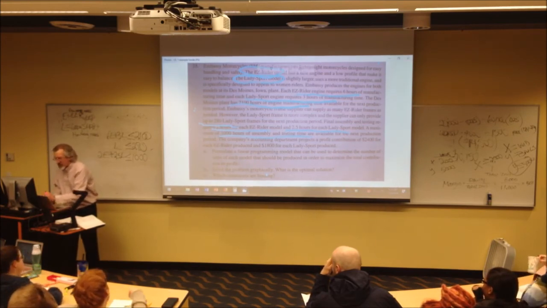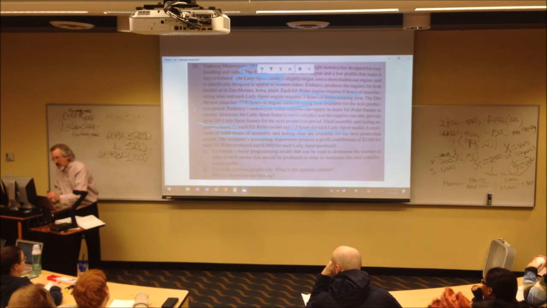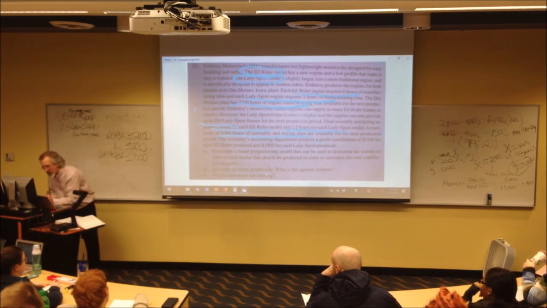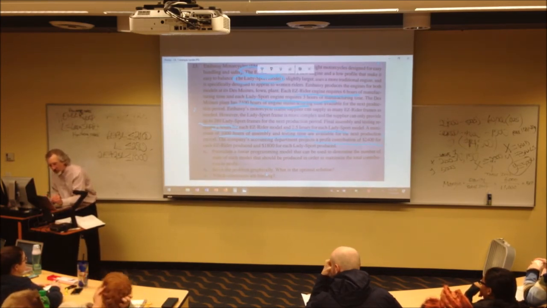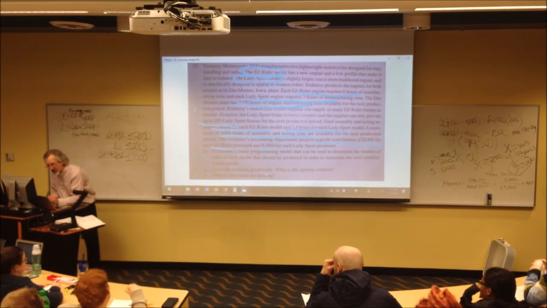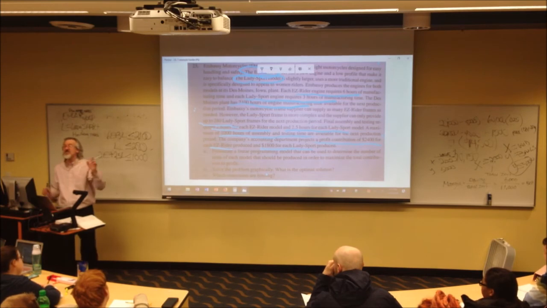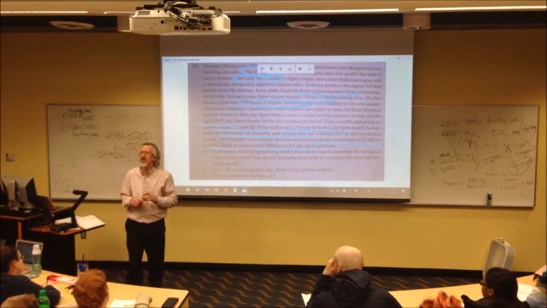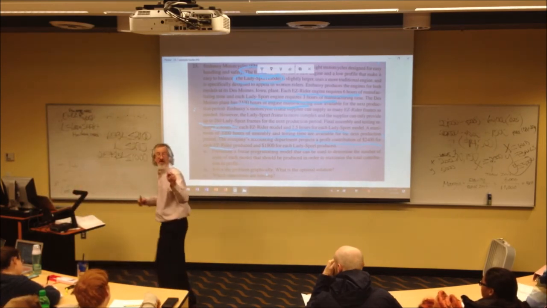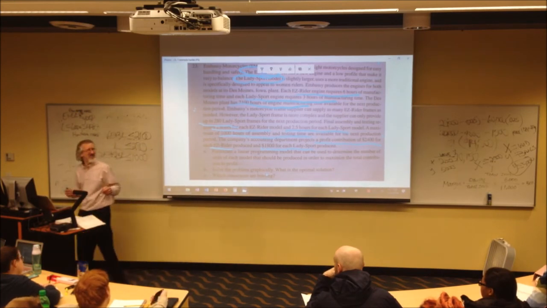I'm right here. Yes, there. The next production period. Okay, the company's accounting department projects, here we go, profit contribution of $2,400 for Easy Rider and a profit contribution of $1,800 for the lady sport. What is that? What did we just read? It's the profit, but what is it, a constraint?